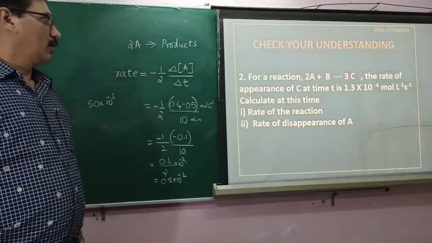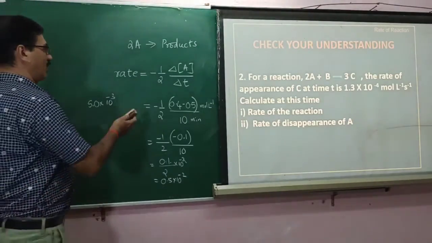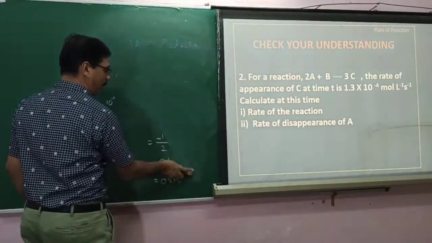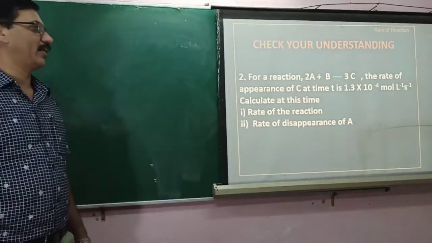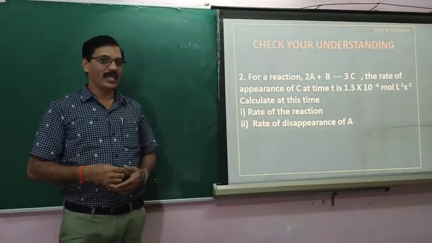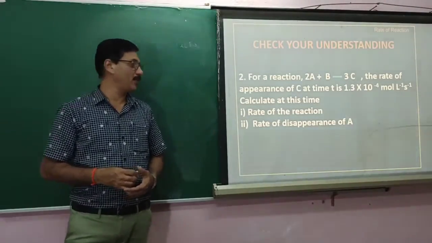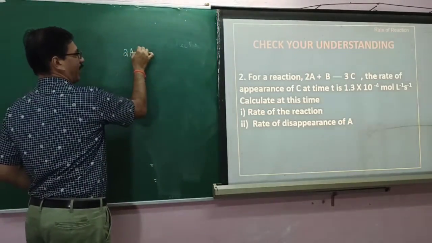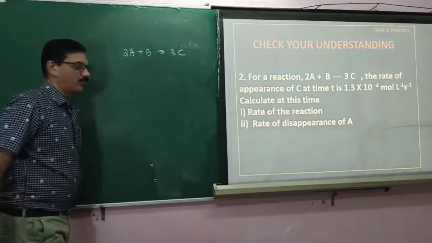Now for a reaction 2A plus B giving rise to 3C, the rate of appearance of C at time t is given as 1.3 into 10 to the power minus 4 moles per liter per second. Calculate at this time the rate of the reaction and the rate of disappearance of A. So the reaction is 2A plus B, in arbitrary form, giving 3C.